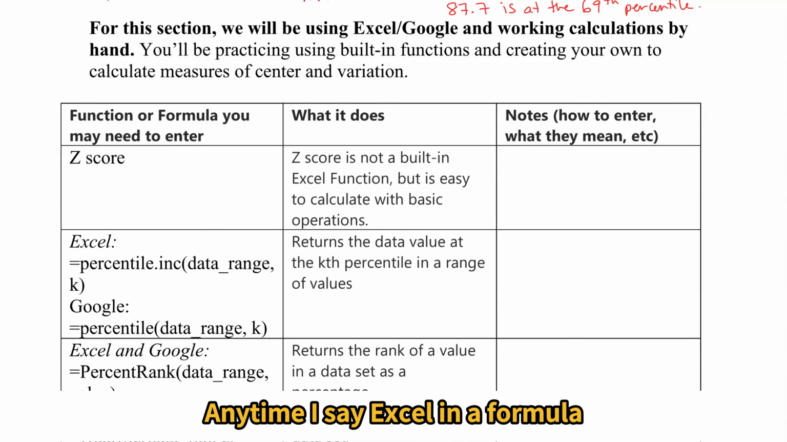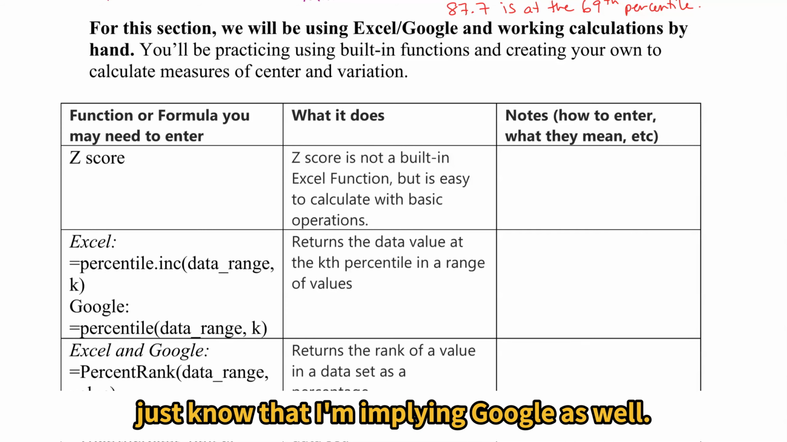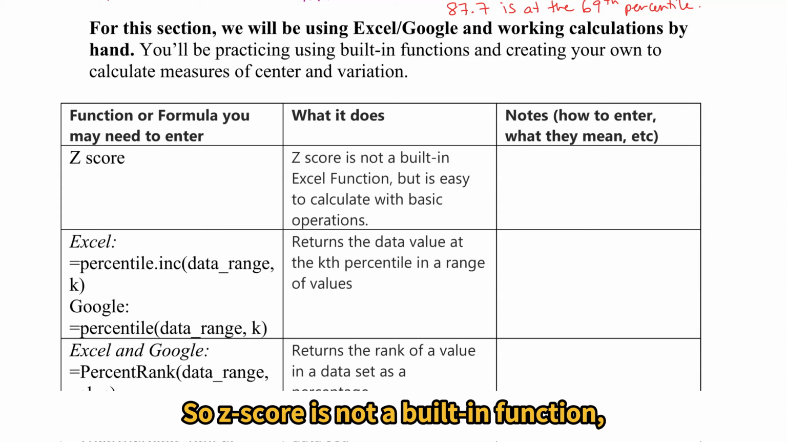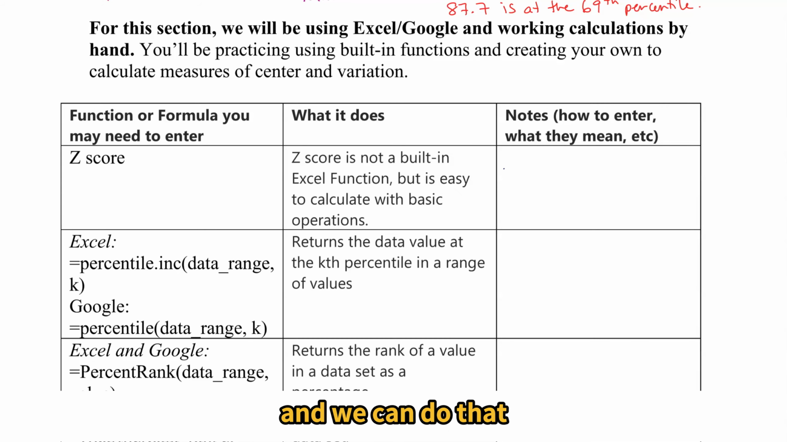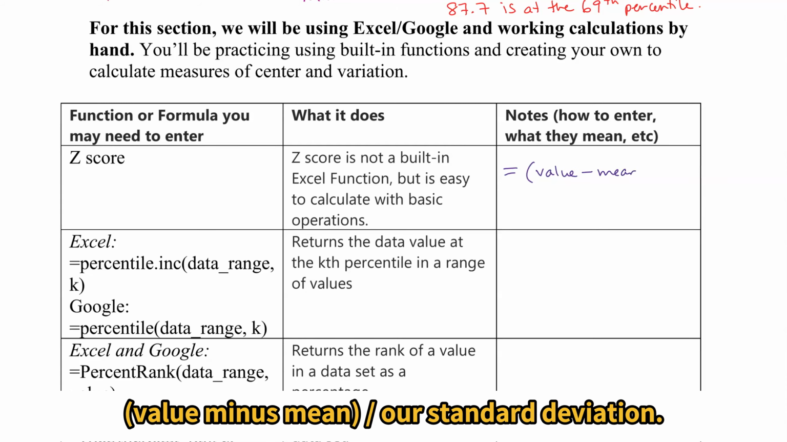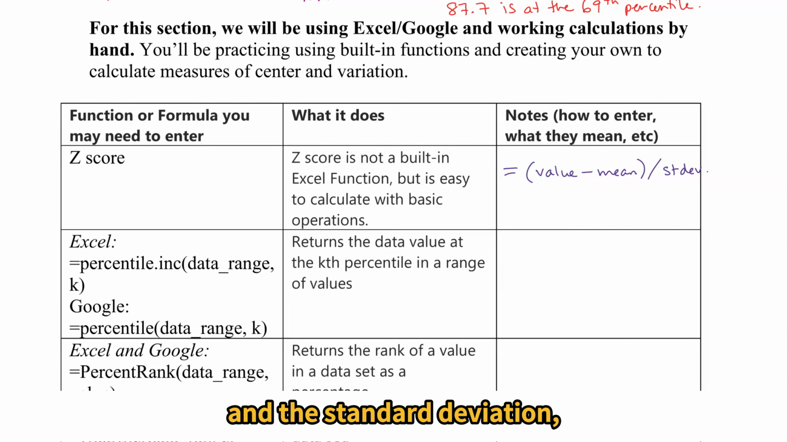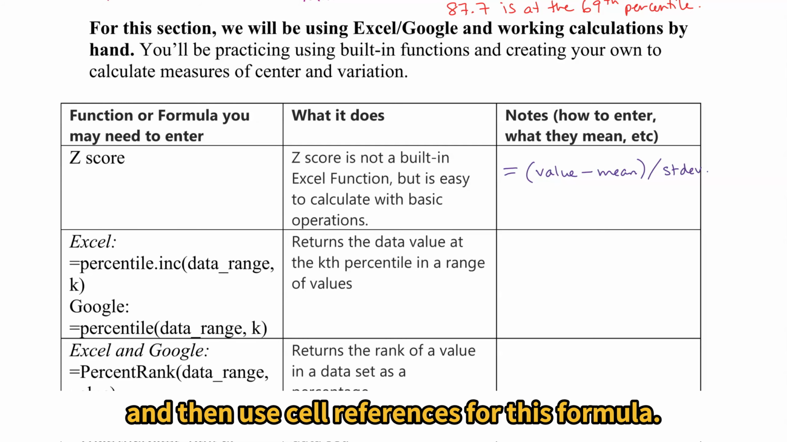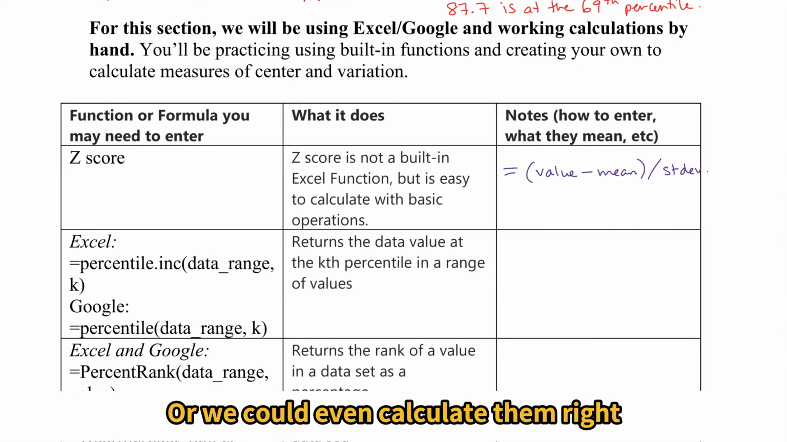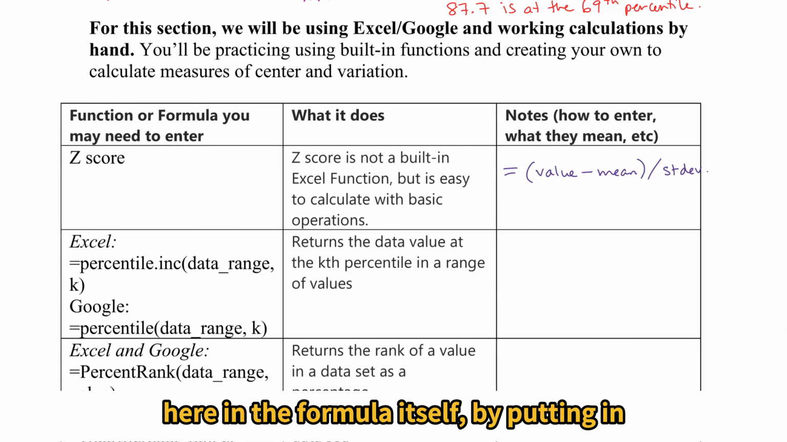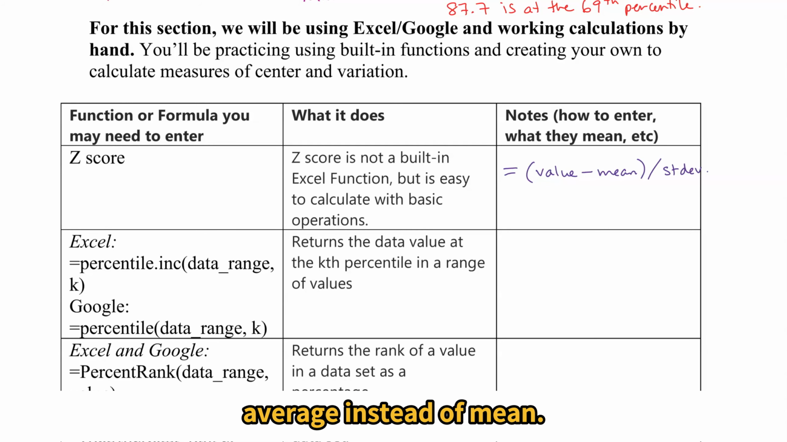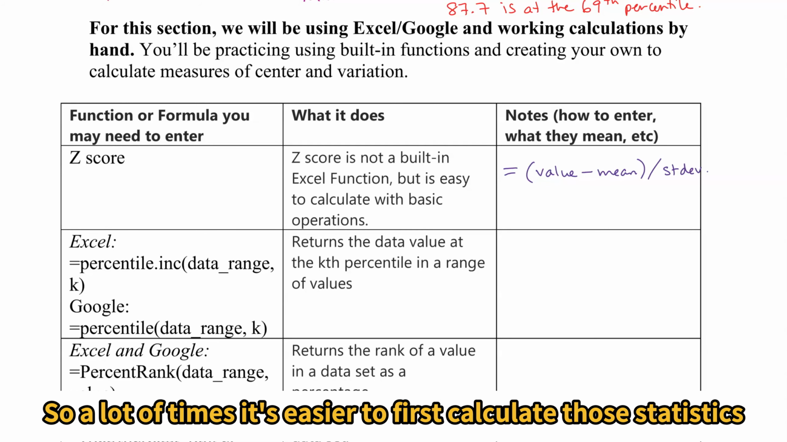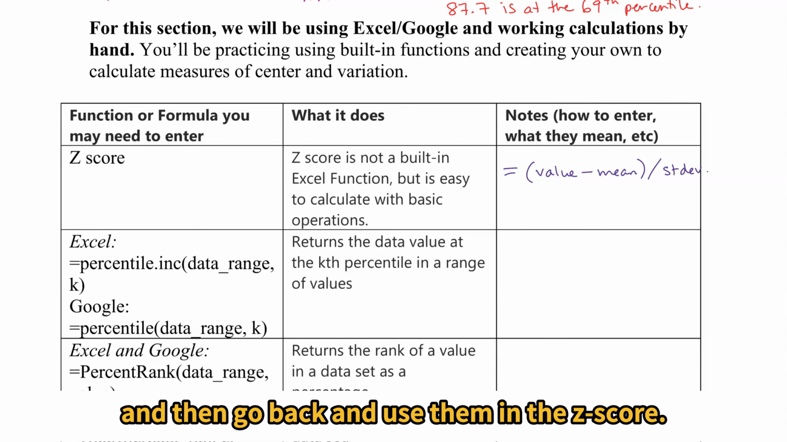Anytime I say Excel in the formula, just know that I'm implying Google as well. So z-score is not a built-in function, but it is easy to calculate, and we can do that by writing out the formula: value minus mean divided by our standard deviation. We could calculate the mean and the standard deviation and then use cell references for this formula, or we could even calculate them right here in the formula itself by putting in average instead of mean, but that can get a little messy. So a lot of times it's easier to first calculate those statistics and then go back and use them in the z-score.